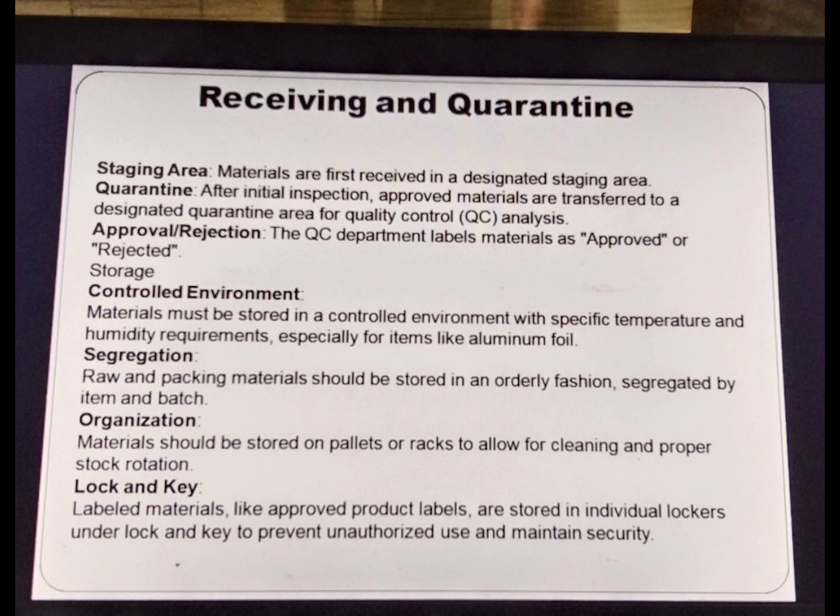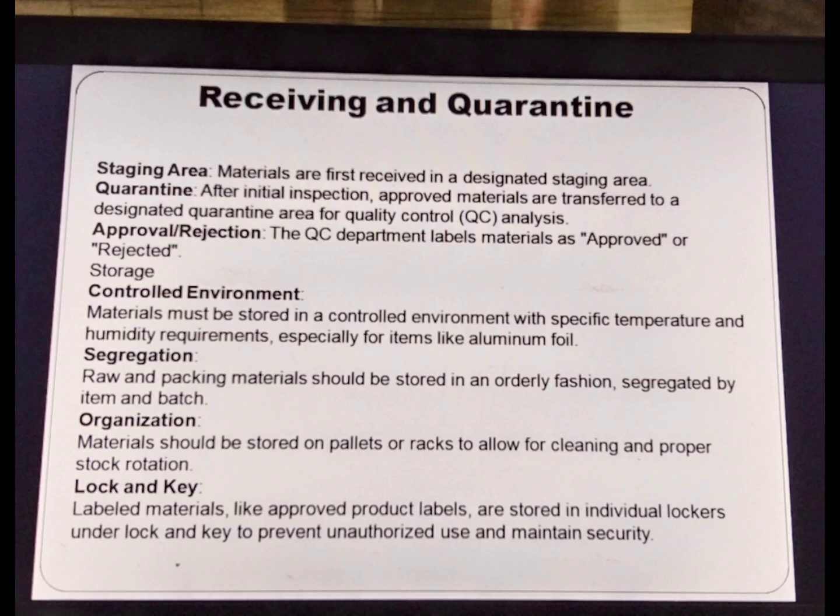Storage, controlled environment. Material must be stored in a controlled environment with specific temperature and humidity requirements, especially for items like aluminum foil. The required temperature according to Schedule M is 27 plus or minus 2 degrees Celsius, and the relative humidity is 55% plus or minus 5%.